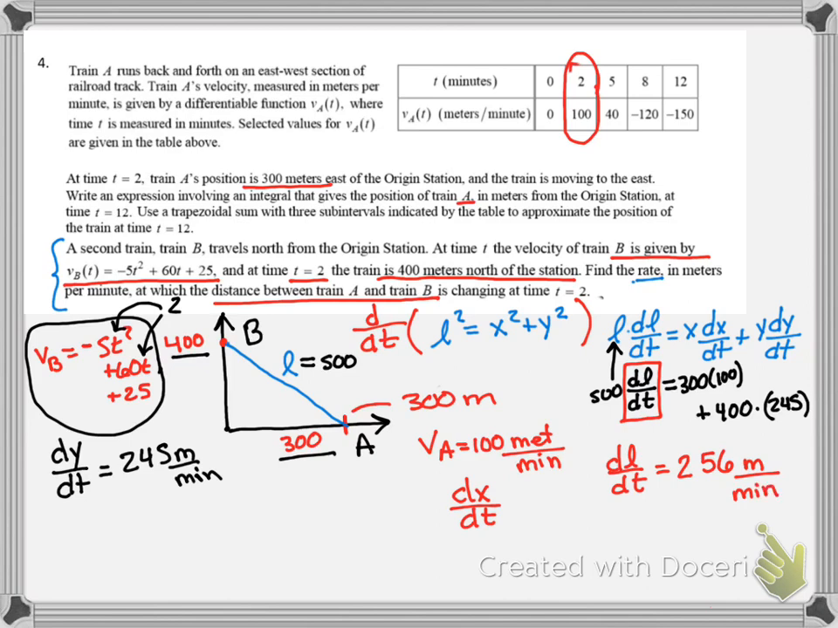Makes sense that this is a positive quantity because this length is increasing, and it's increasing because both B and A are moving away from each other. In this case, we had to come up with our base equation. All of the other problems before this point had a base equation given.